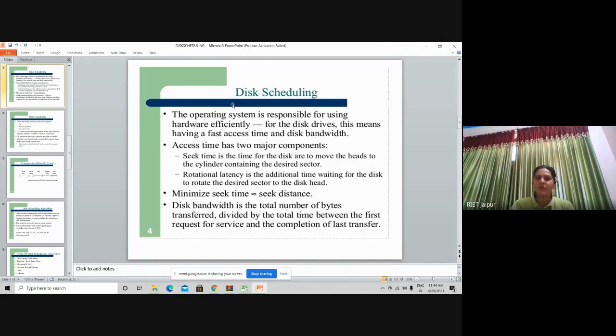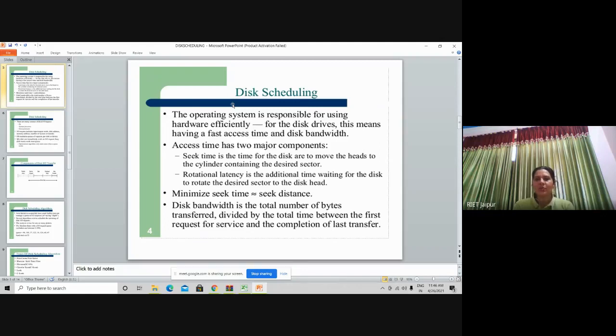In disk scheduling, we know the operating system is responsible for using hardware efficiently. For disk drives, this means having a fast access time and disk bandwidth. So our performance parameter here is to minimize the seek time, so that we can minimize the access time of the disk. The access time consists of two major components: seek time as well as rotational latency. The rotational latency is the additional time waiting for the disk to rotate the desired sector to the disk head. And seek time is the time for the disk to move the heads to the cylinder containing the desired sector. So our target here is to minimize seek time, as seek time is equivalent to seek distance.